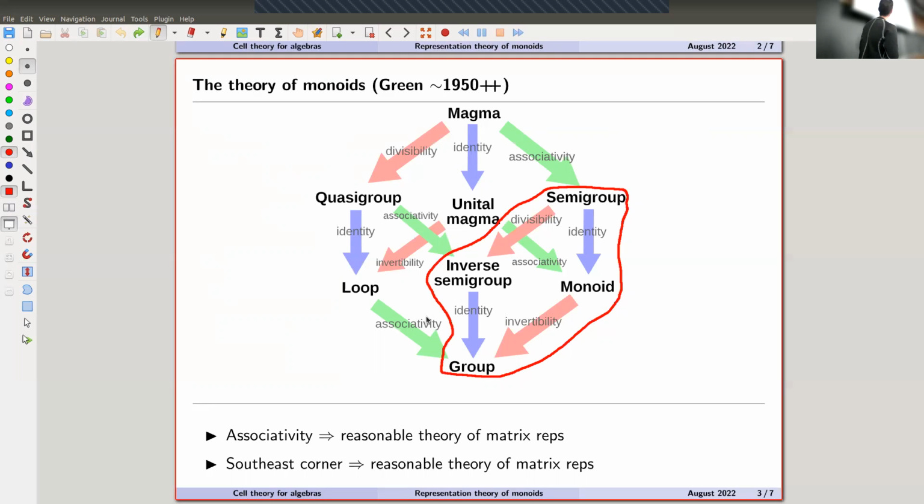And if you want to go to a group, which might be more familiar, you need to add a red arrow as well, which is divisibility. So the southeast corner is kind of what I would like to cover, because all of these have a really nice representation theory of matrices. So it's really linear. In the non-associative case, we don't know, and I don't know much about it. So this is where the monoids sit.